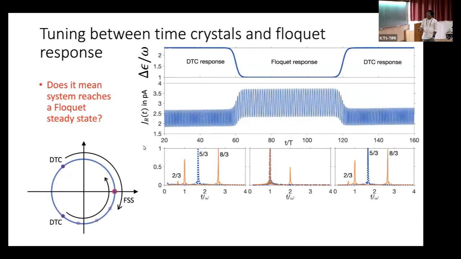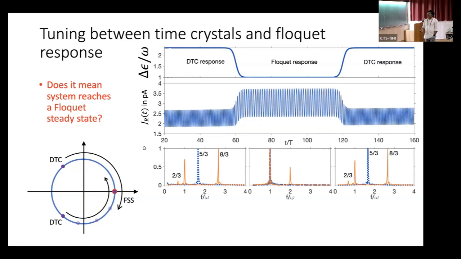So what is happening, you can see it in current. I start from a delta epsilon where I have a DTC response, and I change it. It's seen in the current, and as you can see, it's seen in the Fourier transform. Once I change it to a value equal to the interchain hopping, you can see I have a Floquet response. Now, if I change it back, I get back to the DTC response once again. What is happening here? A DTC state is moving along the unit circle, and it just becomes degenerate with the Floquet steady state.